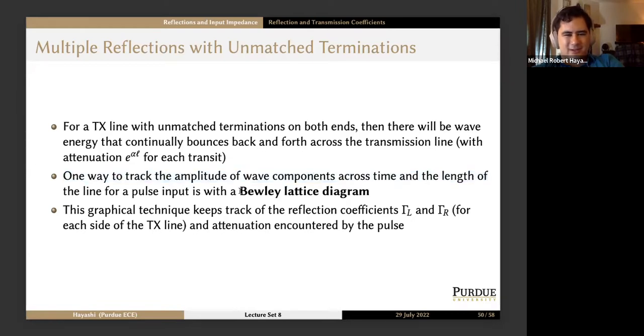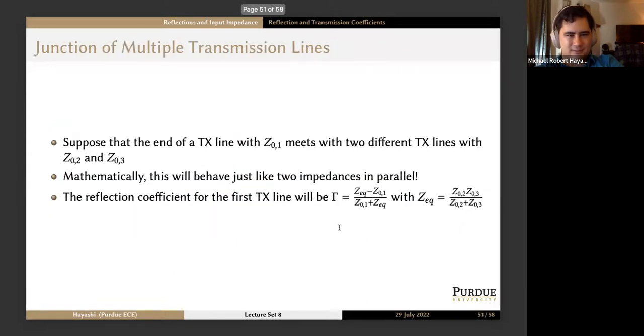So you can create what's called a Bewley lattice diagram. We don't have time to get into that, but that'll track the amplitude of the wave components over time and length. It's a graphical technique that keeps track of your left and right reflection coefficients and attenuation for pulses. If you have multiple transmission lines, it behaves like you would expect. If at the end of a transmission line there are two that join off in parallel, it behaves like parallel impedances.